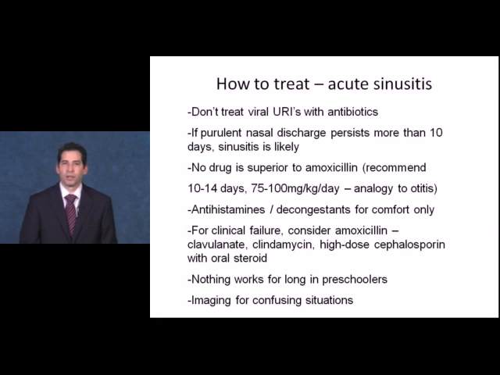So in summary, acute sinusitis should initially be treated conservatively. We should try to avoid treating viral upper respiratory infections as sinusitis with antibiotics and simply observe these with supportive and conservative measures. If purulent nasal discharge is persistent for more than 10 days, sinusitis is likely, and antibiotic prescription is reasonable. No drug has been shown to be superior to amoxicillin, and the recommended course is 10 to 14 days, with high-dose formulation of amoxicillin being used.